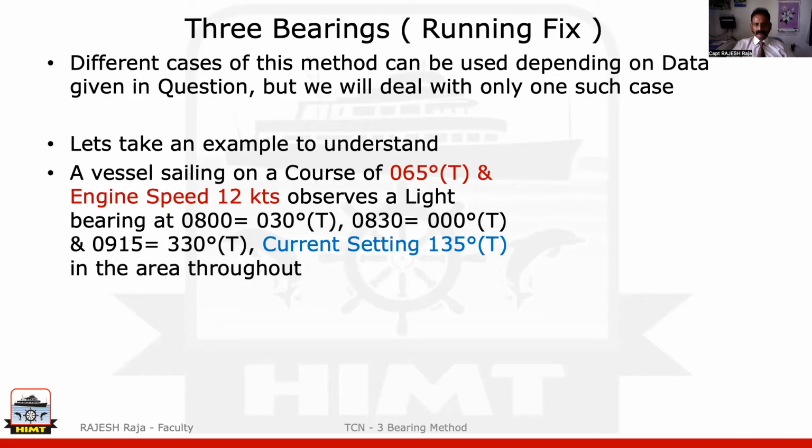Let us say a vessel was sailing on a course of 065 degrees with a speed of 12 knots. While traveling, I observe one light, a single light. At 8 o'clock, the bearing of that light was 030 true; at 8:30 it was due north, 000; and at 9:15 it was 330 degrees. Also given to me was a current setting in a direction of 135 degrees in the area throughout.